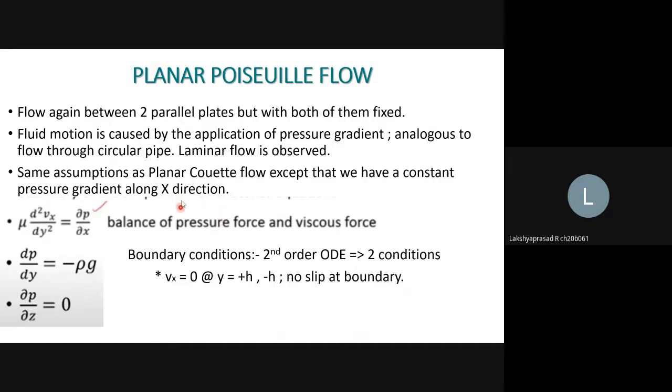Again, using the assumptions, we'll apply the continuity and Navier-Stokes equations, and finally the Navier-Stokes equations for x, y, and z directions are shown over here. So mu times d square vx by dy square equals dp by dx. So this right hand side is actually a constant, and you can understand this equation as a balance of pressure force and viscous forces, and y and z directions are the same as Couette flow. Boundary conditions: this is a second order ordinary differential equation, and so we have two conditions which are given over here, obviously.